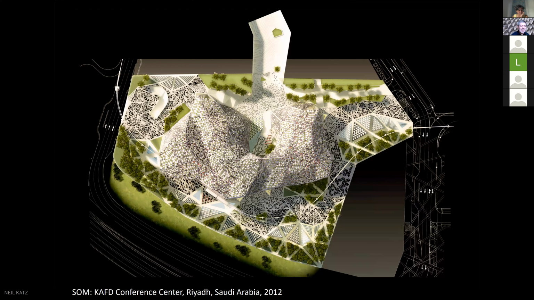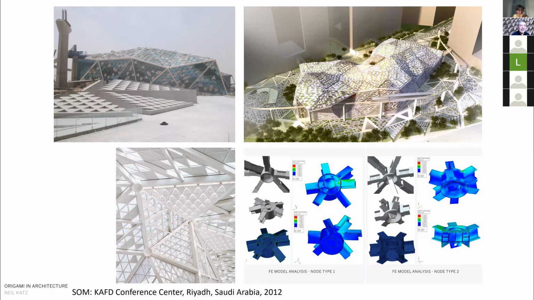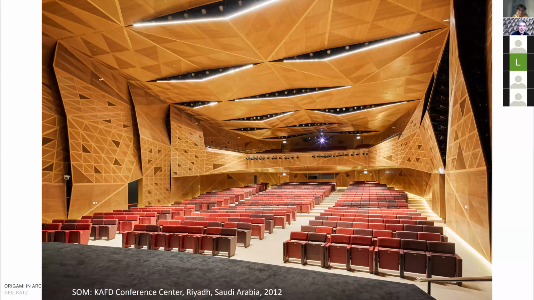And one challenging aspect of doing forms like this, especially if they're not repeating forms, so the triangles in this roof don't repeat each other, is designing the joints. So we're able to use computational tools and analysis tools to help us design the joints and make sure that they would be effective and efficient in the structure. And even the interiors, we were able to use the same language or similar language.